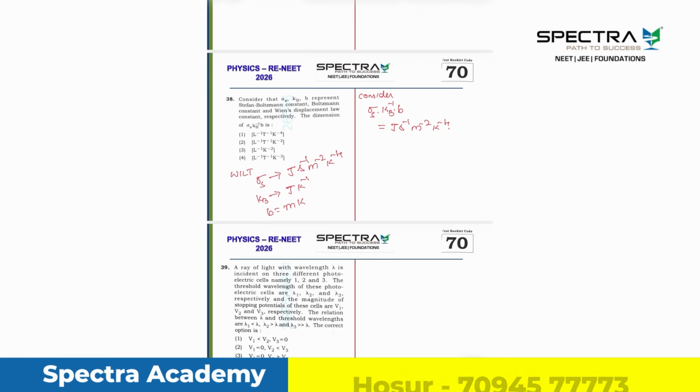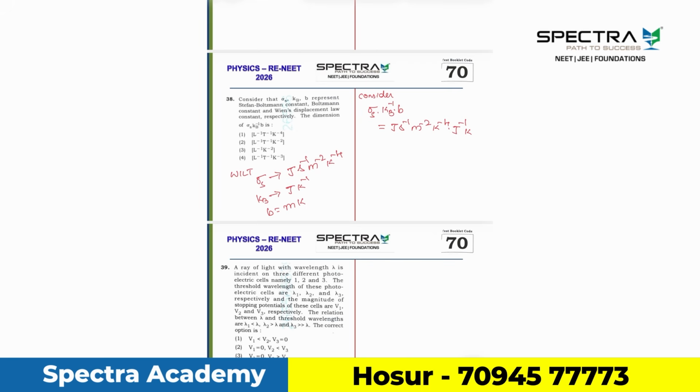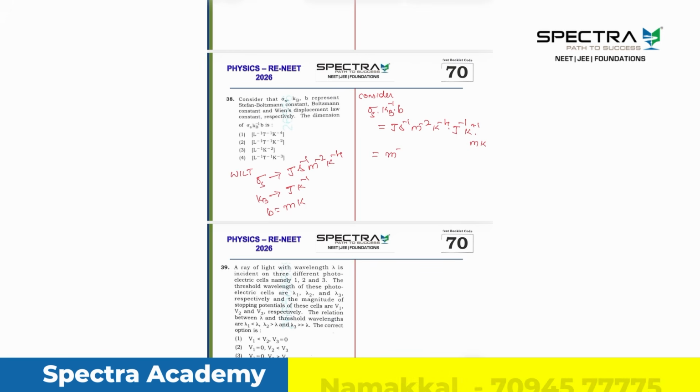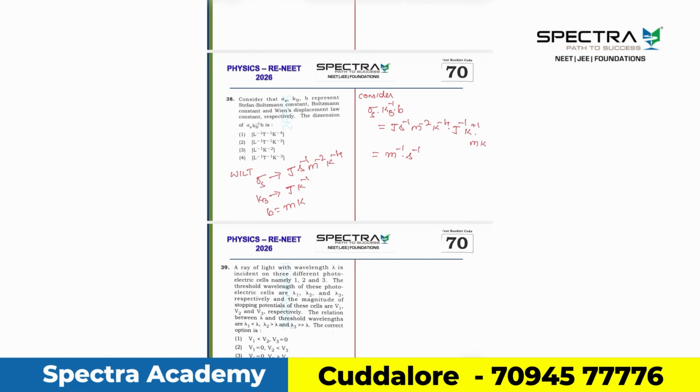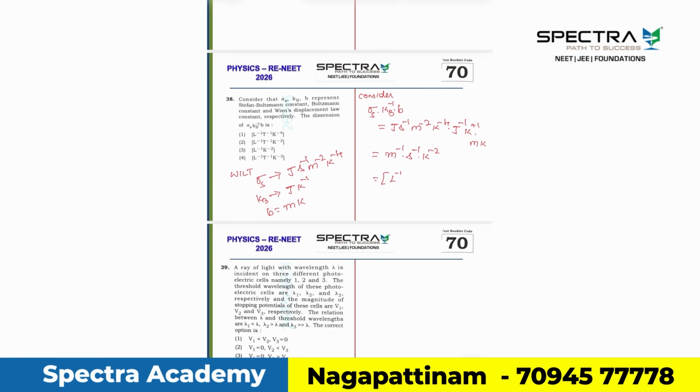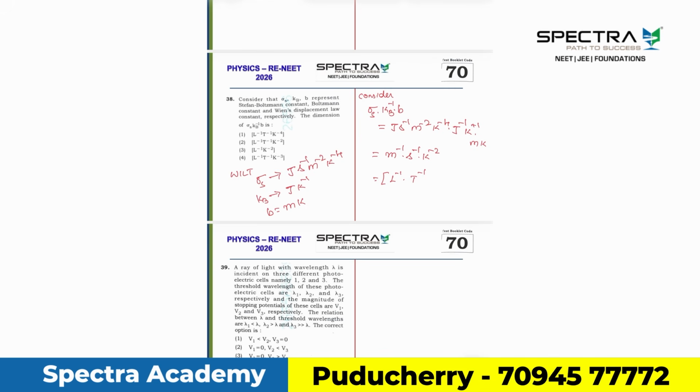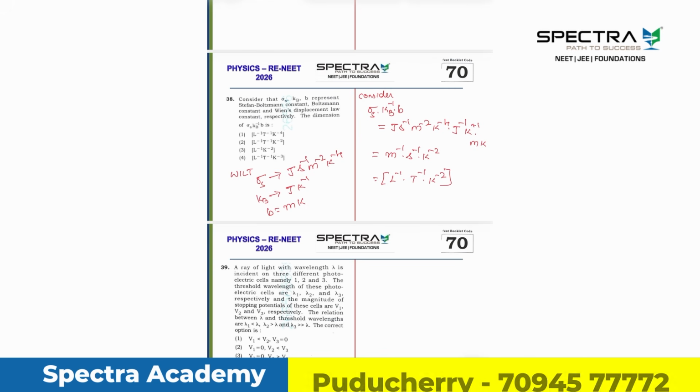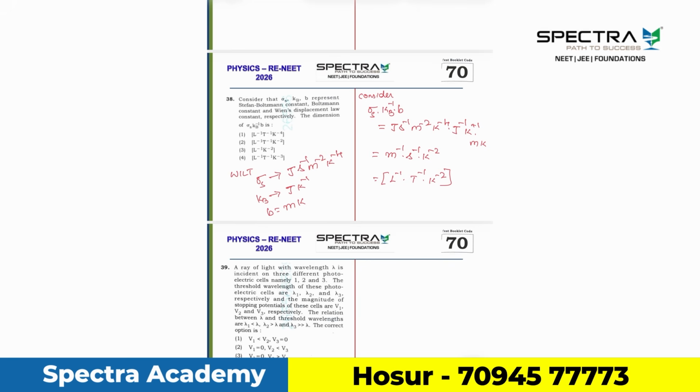So by substituting, you'll get joule to the power of minus 1 and K to the power of plus 1 into meter Kelvin. So if you do simplification, joule, everything will get cancelled, leaving m to the power of minus 1, s to the power of minus 1 and K to the power of minus 2. And if we write in dimensional formula, L power minus 1, T power minus 1 and K to the power of minus 2. So this is the value of the dimensional formula for the given quantity sigma s kb power minus 1 into small b. Hence we can go with option 2 as the right answer. Option 2 is the right answer.